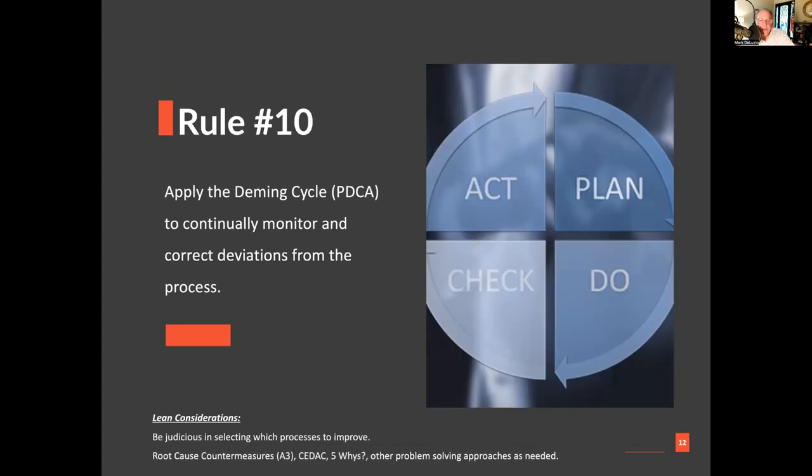In rule 10, it kind of talks about Kaizen, but apply the Deming cycle, the plan, do, check, act, to continually monitor and correct deviations from the process. Okay. So problem solving is key. If you can't do problem solving and develop that muscle in your lean transformation, then you're missing the boat. And again, to me, after doing lean for well over 3 decades, it all comes down to this. It all comes down to how well can we solve problems and not fix problems.